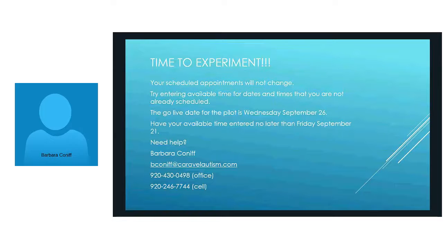Now it's time for you to go ahead and practice. The scheduled appointments that are already in Central Reach, if they are already loaded in for the time period, won't change based on what you do. Try entering available time for dates and times that you are not already scheduled. The go live date for the pilot is Wednesday, September 26th. So have your really legitimate available time entered no later than Friday, September 21st.